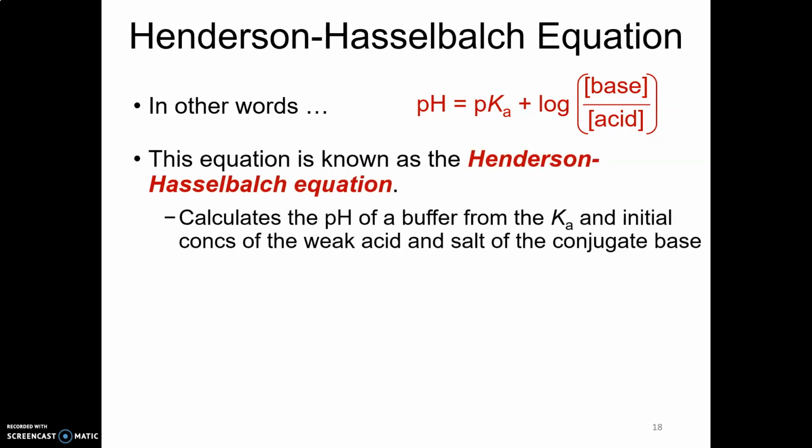And we can calculate the pH of a buffer. If you want to know the pH of a buffer, all you have to know is what the acid component is, because you get the Ka from that, and then you need to know the initial concentrations. This means you don't have to solve an ice table to get the equilibrium concentrations. You can use initial concentrations. And that's the big win of the Henderson-Hasselbalch equation. I don't have to do all the work to get the equilibrium concentrations.